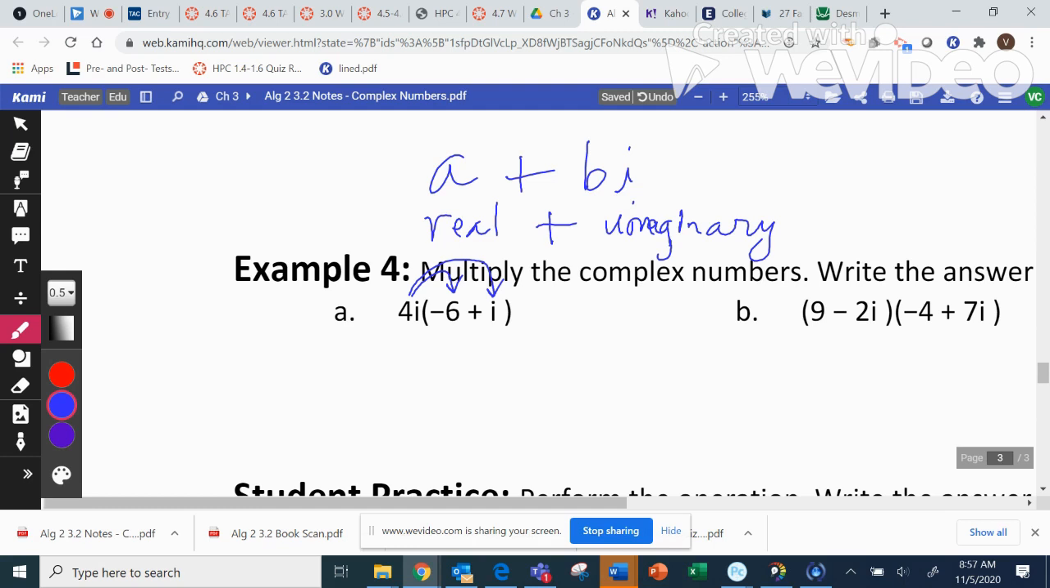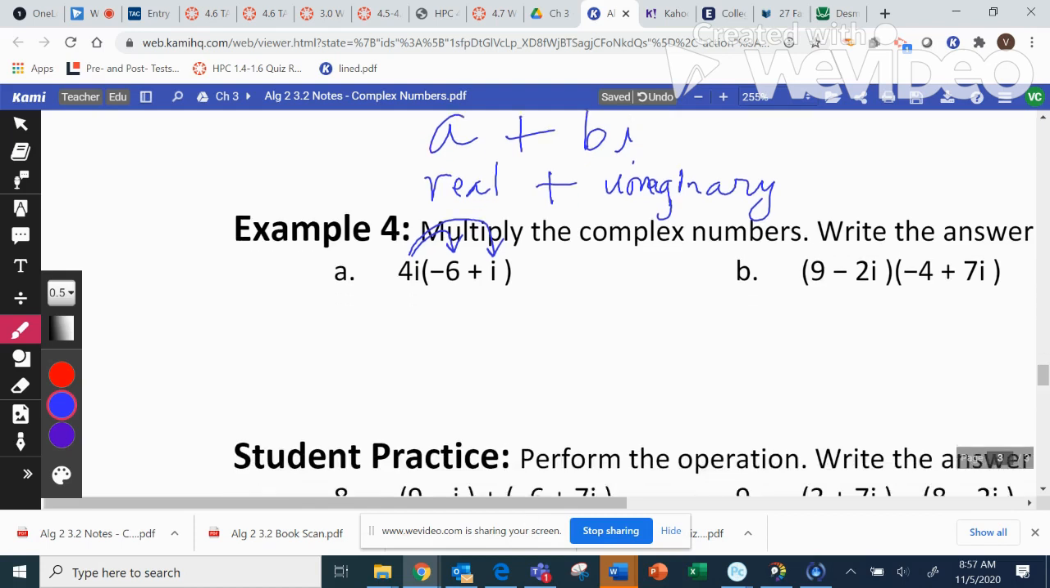Okay, so I'm going to distribute 4i, which is multiplication. You're allowed to multiply things that are not like terms. So I can multiply 4 times i times -6, and I get -24i. Multiply 4i times i, and I get 4i to the second power. So this currently is not in standard form because I don't have a real number plus an imaginary number. I have -24i. That is my imaginary number.